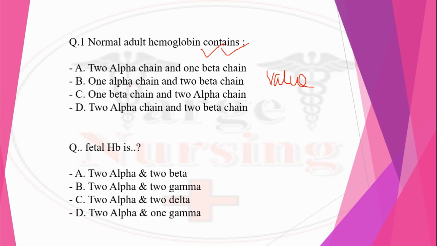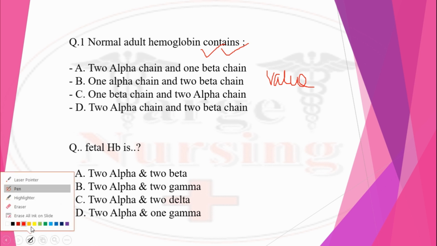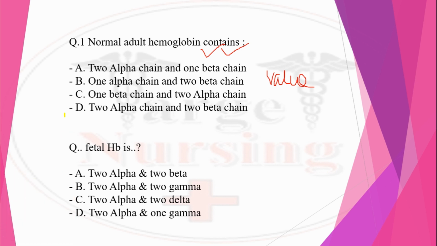A is 2 alpha chain and 1 beta chain, B is 1 alpha chain and 2 beta chain, C is 1 beta or 2 alpha, or D is 2 alpha and 2 beta. The right answer is 2 alpha chain and 2 beta chain. I'm going to tell you further how it's possible. It can be possible that 2 alpha and 2 beta chain is what normal adult hemoglobin contains.